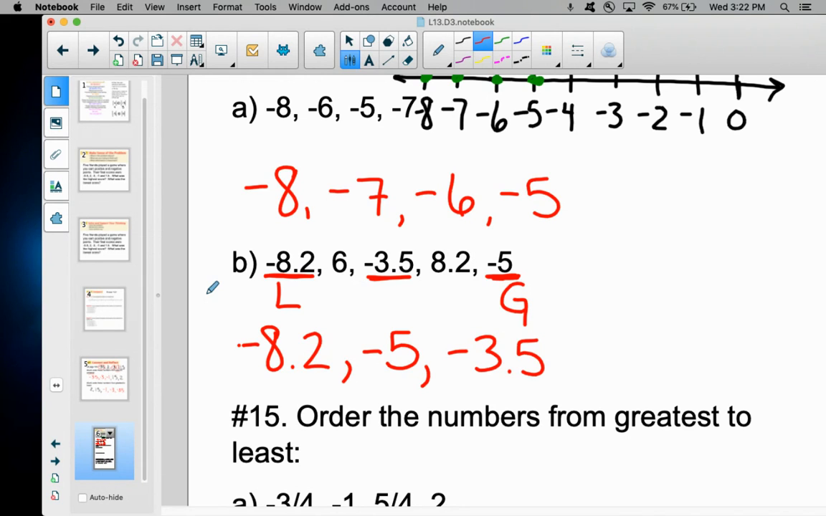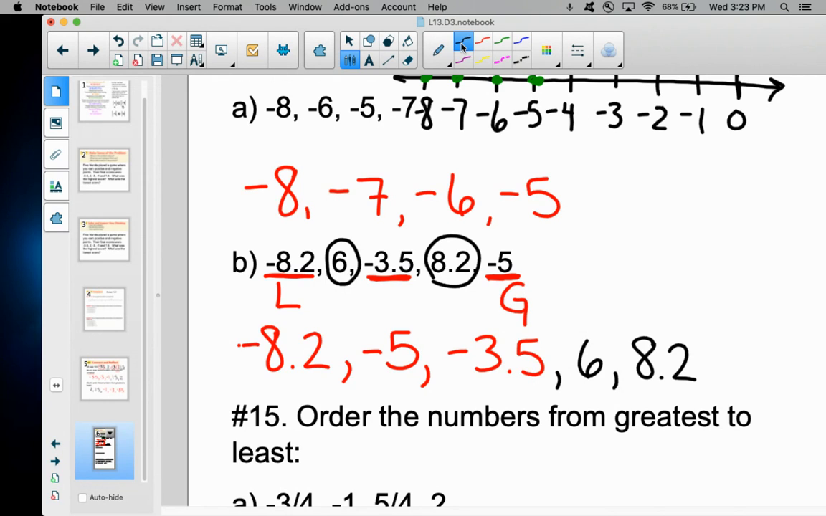So I'm looking at all of my negatives and listing them from least to greatest by comparing 2 at a time. So I knew that -3.5 was bigger than -8 and 2/10, but I also had to compare -3.5 to -5, and -5 was smaller. So that needed to come in between -8 and 2/10 and -3.5. Now I just have 2 numbers left, 6 and 8 and 2/10, and 6 can be compared to 8. Even though this is a decimal, the ones place are different, so I can compare that 6 is less than 8, and so that comes first.